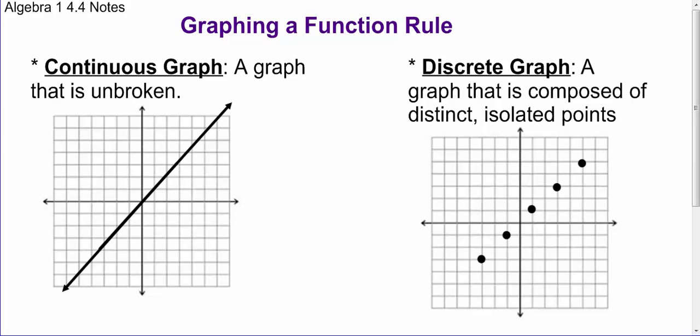A continuous graph is a graph that's unbroken. The way I would suggest thinking about it is you could graph the entire function or rule without picking up your pencil. You can see that right here. A discrete graph is a graph that's composed of distinct isolated points. You see an example here.